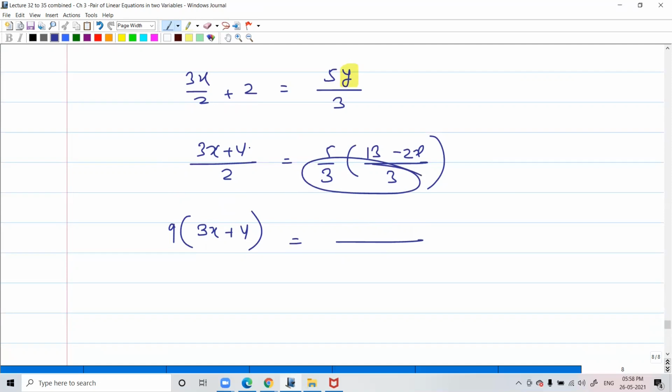Everyone knows cross multiplication, right? You have to solve problems like this in previous classes. 3 into 3, this is 9. That 9 I'm multiplying to the numerator this side. And this 2 will multiply to the numerator this side. So 2 into 5 will become 10. And 10 times of 13 minus 2x.